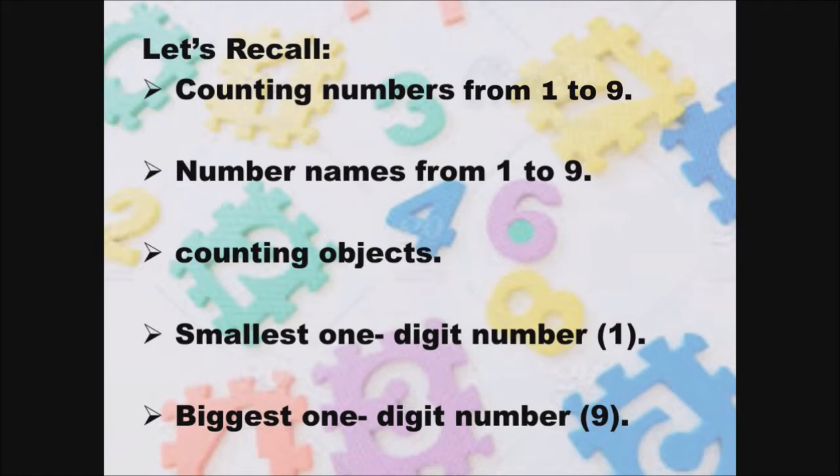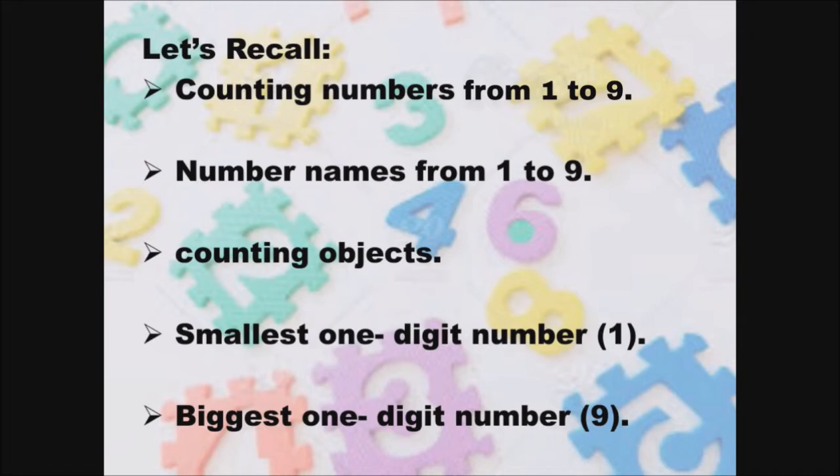Next, number names from 1 to 9. Have you all practiced the number names from 1 to 9? Yes, good. Next, counting objects. We have counted some objects using numbers from 1 to 9. Next, smallest one digit number. So, tell me children, what is the smallest one digit number? Yes, very good. It is 1.